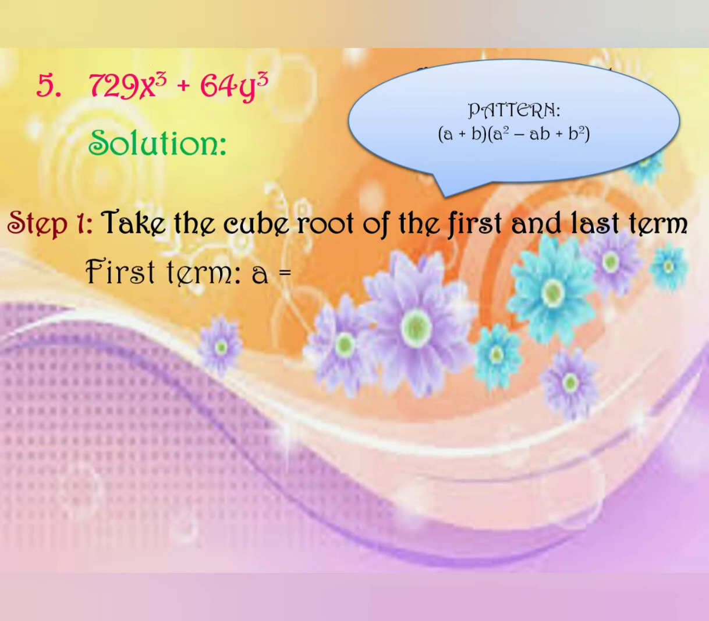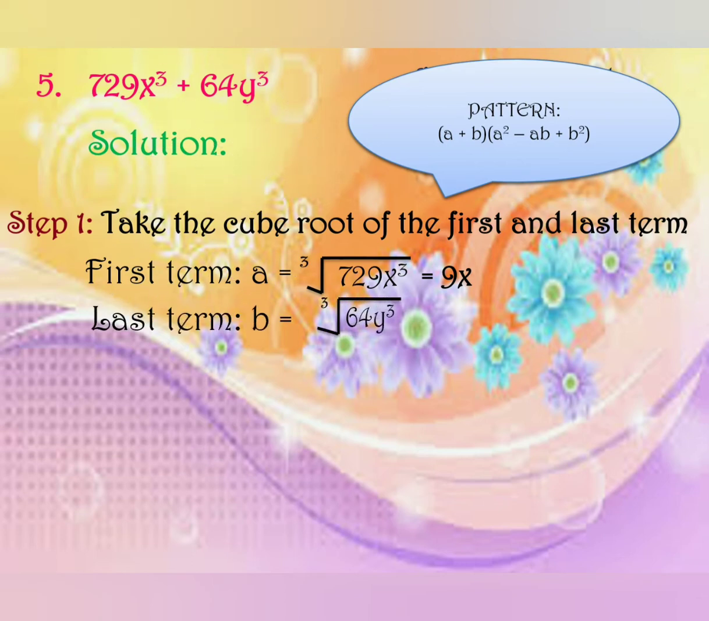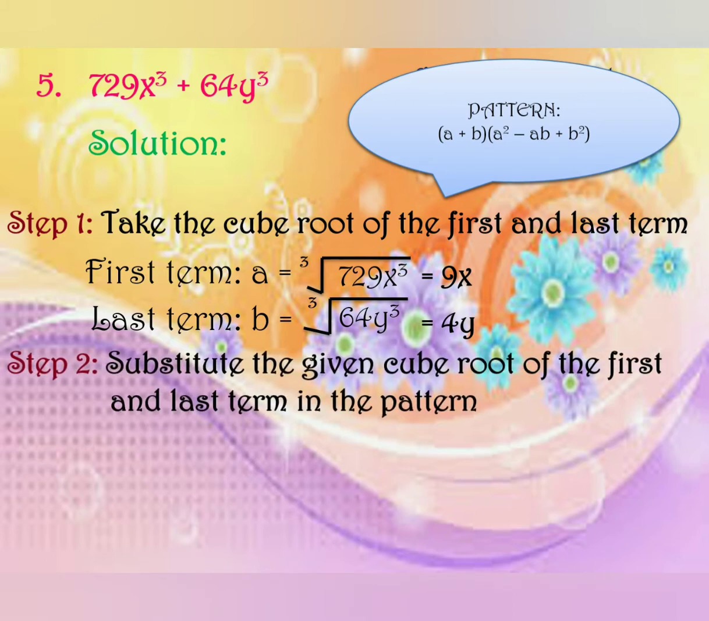Our first term is 729x cubed, so the cube root of 729x cubed is 9x. Our last term is 64y cubed, so the cube root of 64y raised to 3 is 4y. Step 2, substitute the given cube roots of the first and last term in the pattern. So we have a equals 9x and b equals 4y.